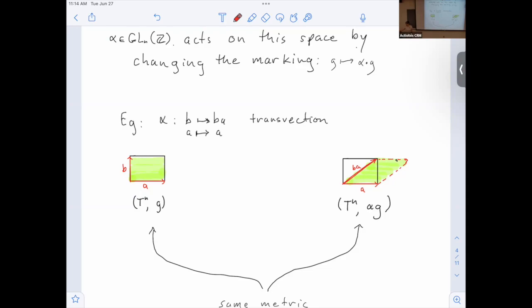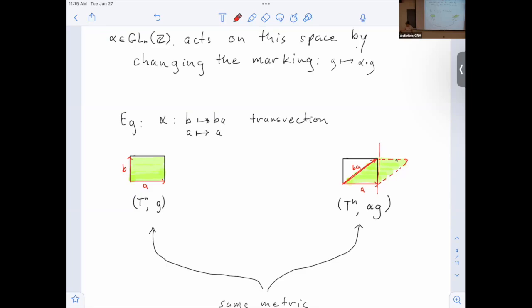Well, I get the same torus. I haven't changed the torus, but I've changed the marking. I've changed my choice of basis vectors. So I now have A and BA as my new vectors. Notice that if I take the torus generated by those, it's the same torus.